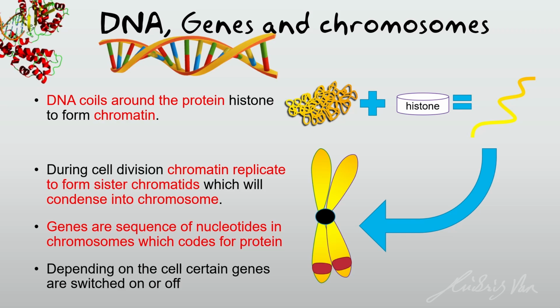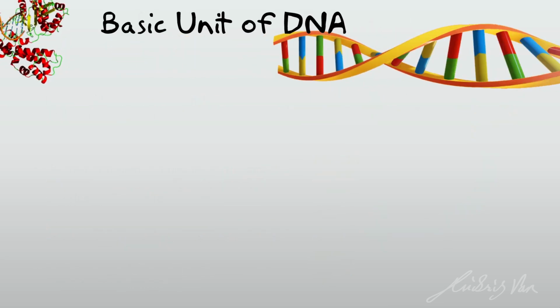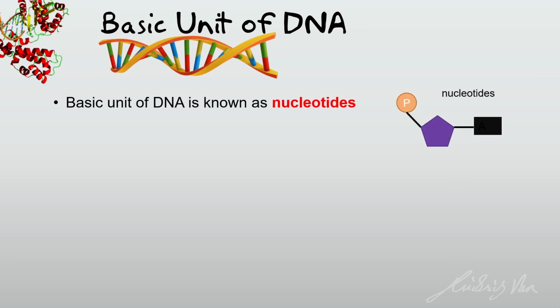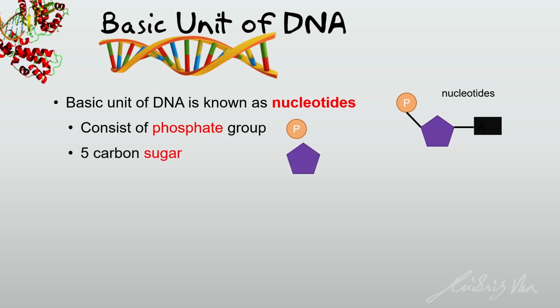So depending on the location of the cell, certain genes will be switched on and certain genes will be switched off. So let's go back to the important question of the new word, nucleotides. What is it? Nucleotides are actually the basic unit of your DNA. Most of the time, it will be represented in this form. You should be able to see that there are 3 main parts. Your nucleotide will consist of a phosphate group, a 5-carbon sugar, as well as a base.